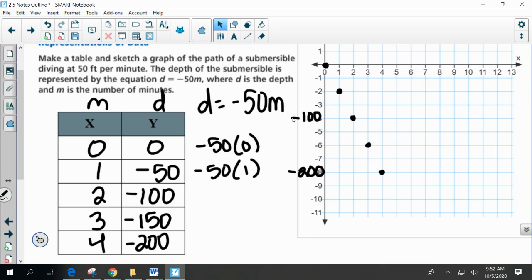Okay, so before I put arrows going both directions. However, this time I can't go into the negative minutes, so I'm not going to have an arrow up at the top, but I am going to have an arrow going down.